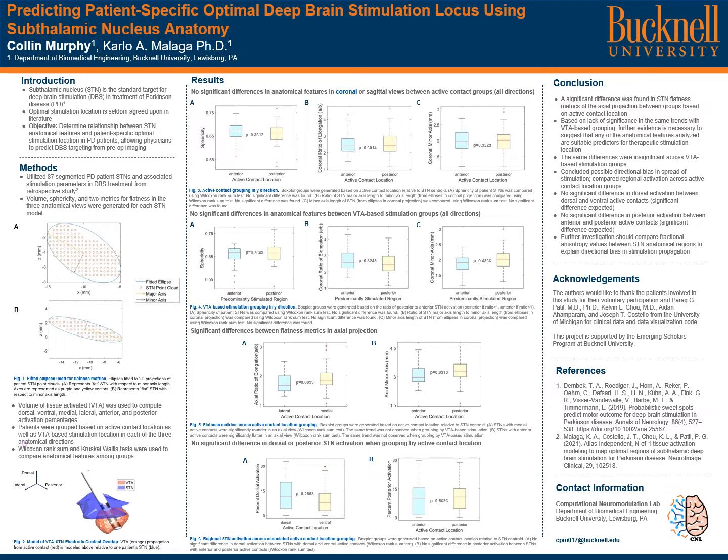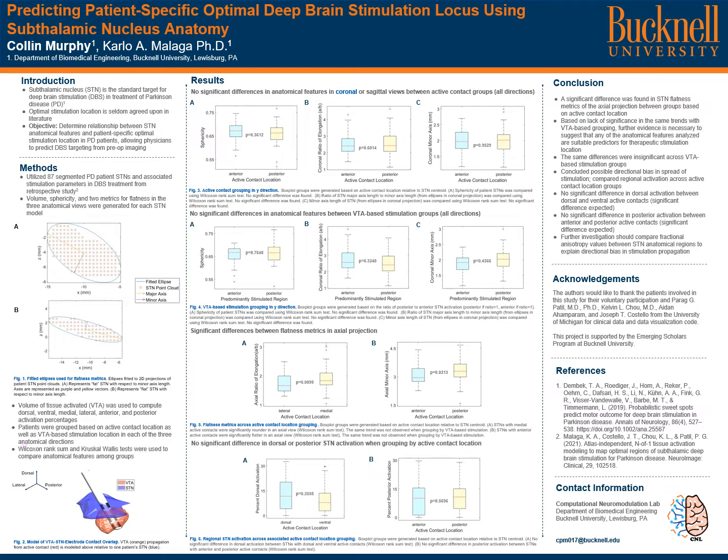No significant differences in any of the anatomical features were found between stimulation groups. All differences in anatomical features among active contact location groups were insignificant aside from two comparisons shown in Figure 5. STNs with medial active contacts tended to be more elongated in an axial projection than those with lateral active contacts, and STNs with anterior active contacts tended to be flatter than those with posterior active contacts.